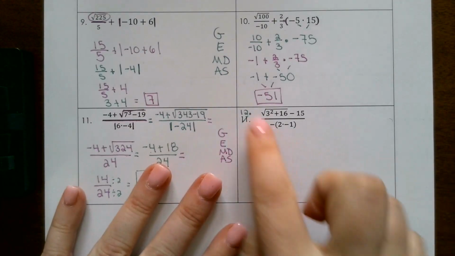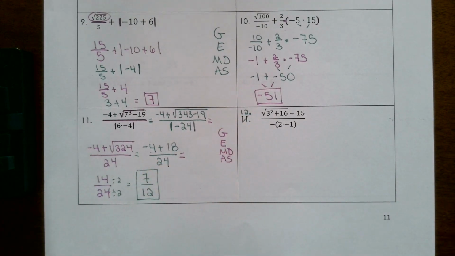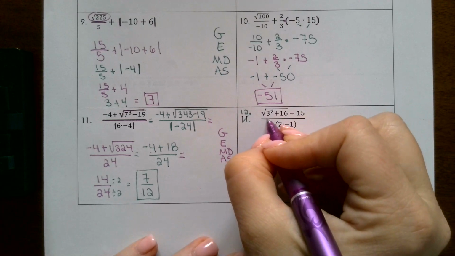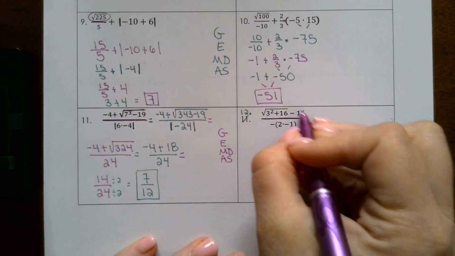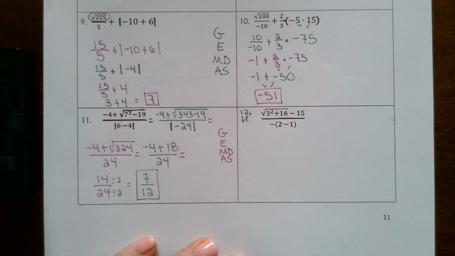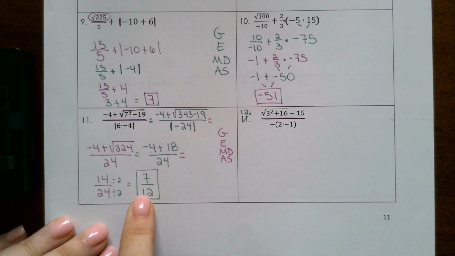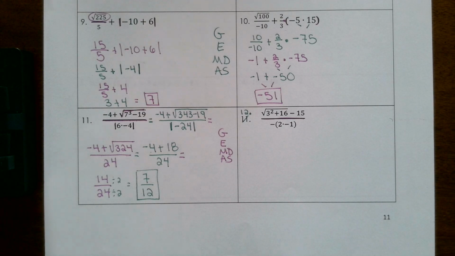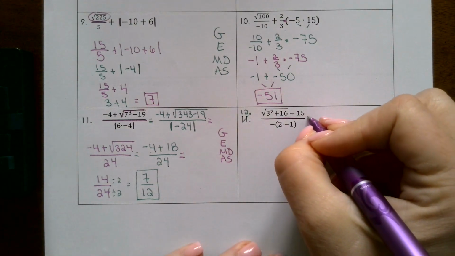Let's take a look at number 12, which of course was 11, but we already have 11. So number 12 also has this nice long fraction bar, so I know I have to evaluate what's in the numerator and then evaluate what's in the denominator. I might end up with a fraction, or maybe I'll end up with a whole number. Let's take a look and see.